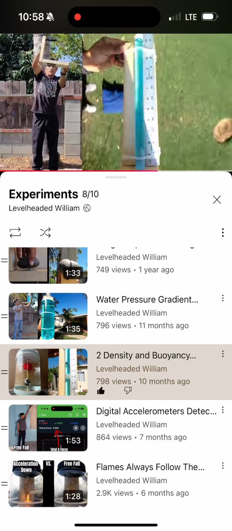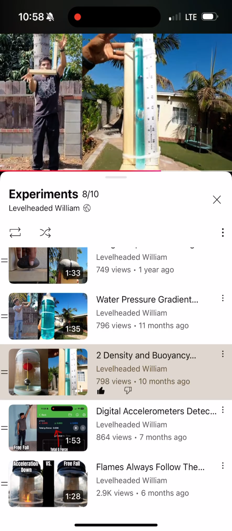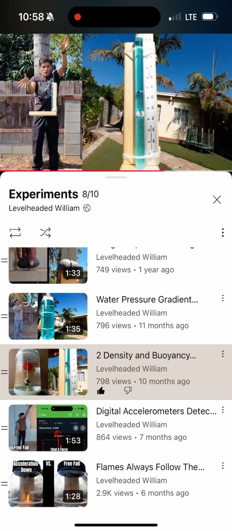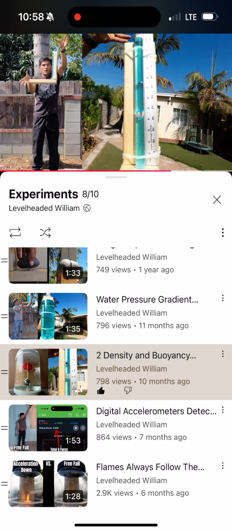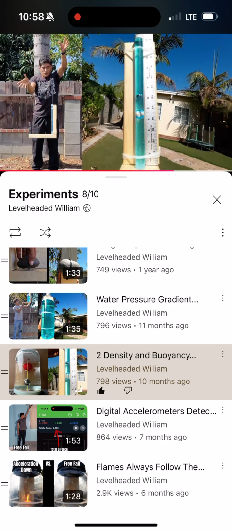However, when I release the container into freefall, density and buoyancy completely vanish. The air bubble is no longer being pushed up and turns into a sphere, showing that there isn't a force present in freefall.